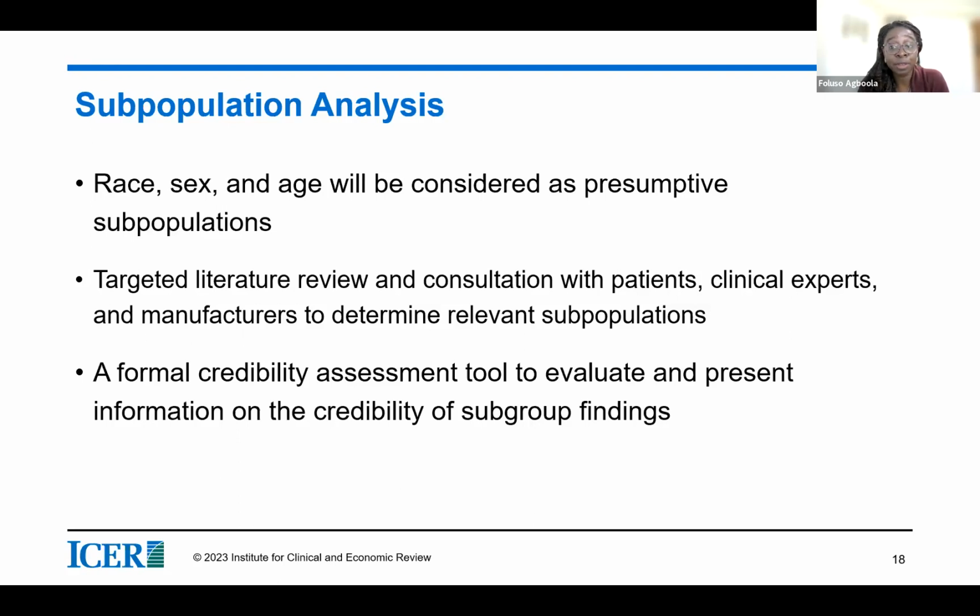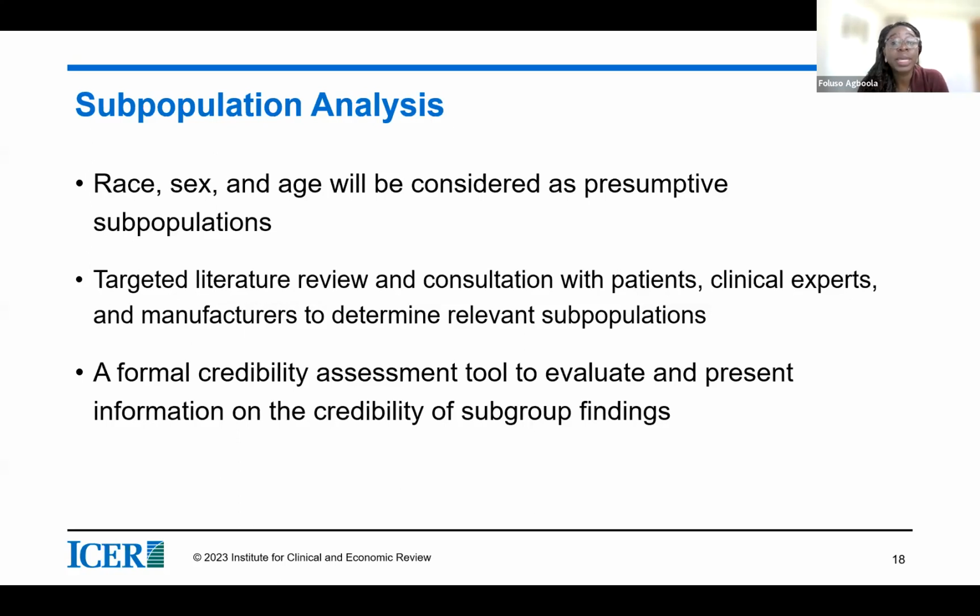At the start of every review, ICER will now be considering race, sex, and age as a presumptive subpopulation of interest. We will continue to conduct targeted literature review during our scoping phase, consulting with various stakeholders, including patients, clinical experts, and manufacturers to determine the relevant subpopulation for the review.